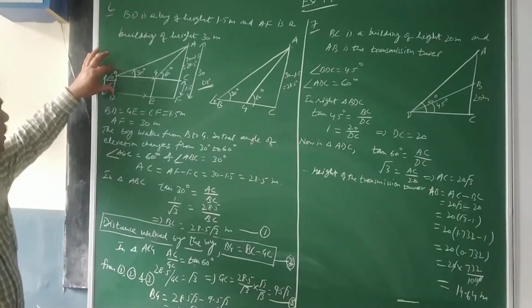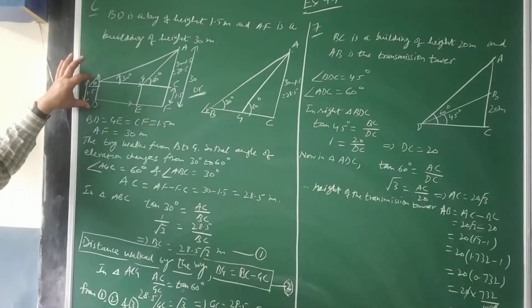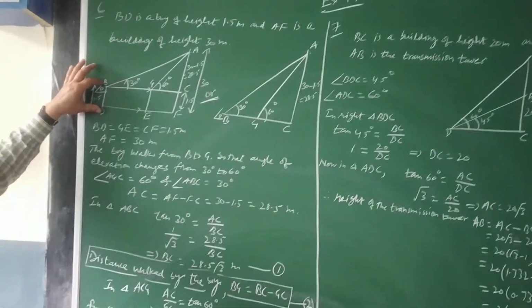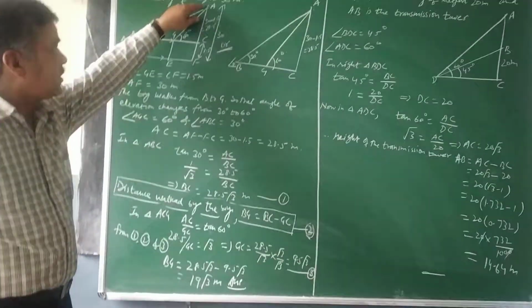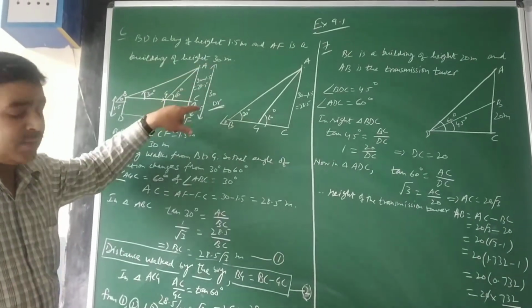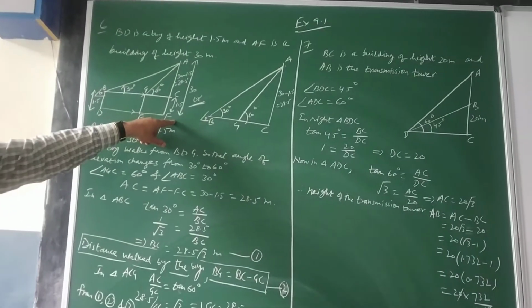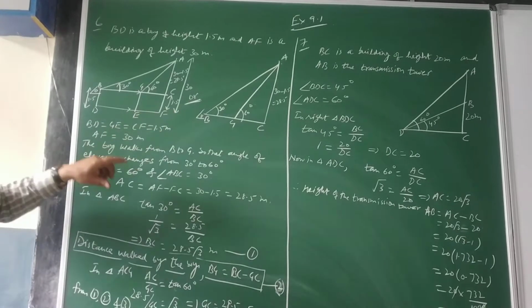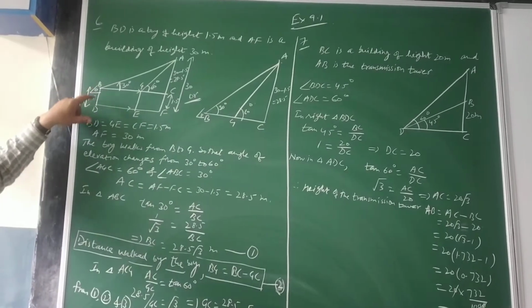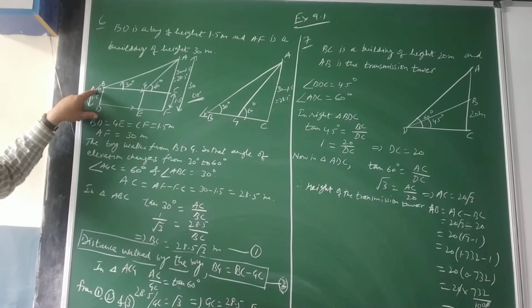1.5 meter. So BD is the boy. Here I have shown that very clearly, and the building I have taken is AF, which is 30 meter high. The angle of elevation from his eye to the top of the building. Now, if this is the height of the boy, at B the eye position will be there.